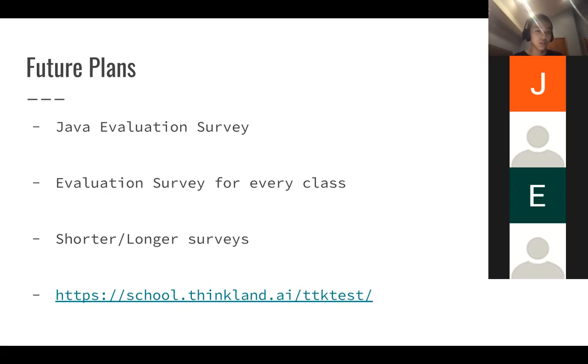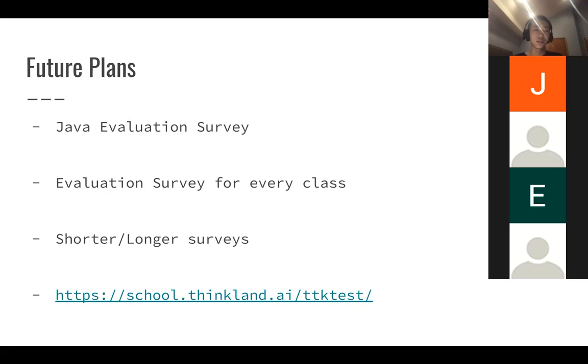The Java evaluation survey will actually be out in the beginning of October, and it should appear on the website soon. And for every other class, they will appear sometime next year. Another thing we've been experimenting with is shorter and longer surveys.